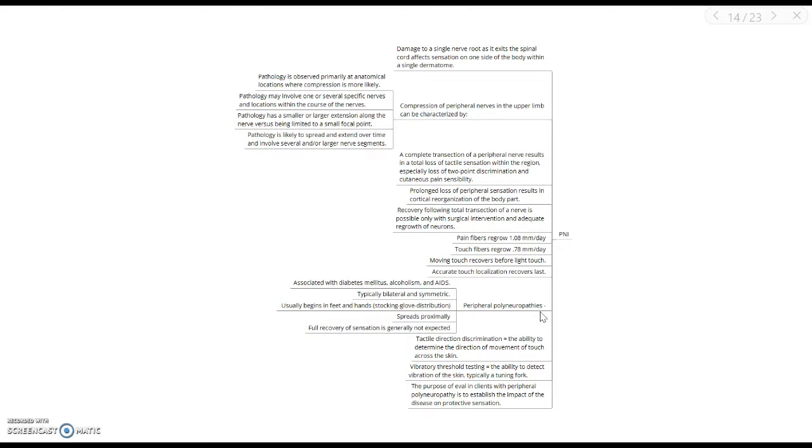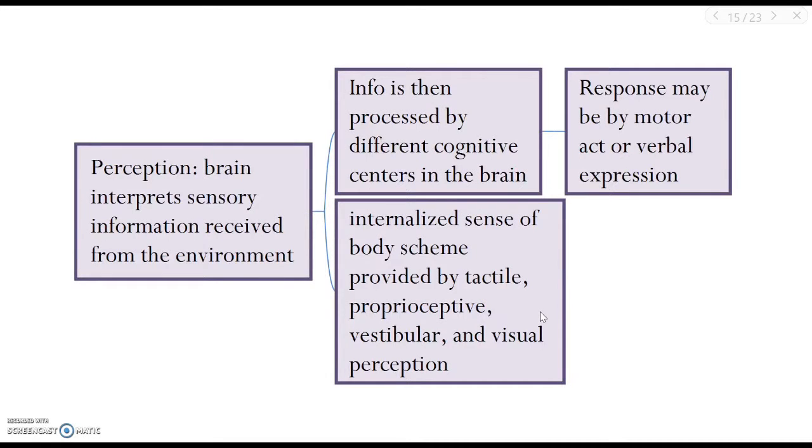Peripheral nerve injuries can happen from compression. You can also have peripheral polyneuropathies, which are associated with diabetes, alcoholism, AIDS. Full recovery of this is generally not expected. Just review this about perception.